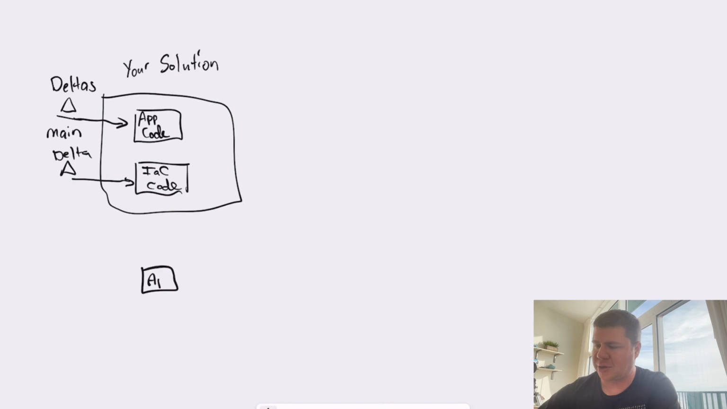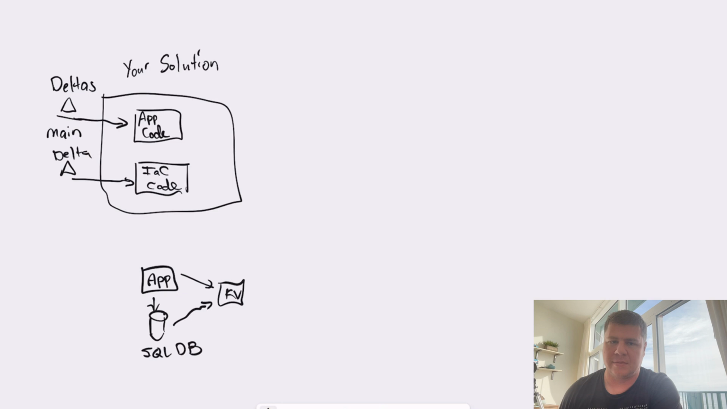Let's say your application starts off as a simple REST API that has a SQL database behind the scenes, and you've got a key vault, you know, where you're storing a secret. Your infrastructure as code is going to store the secret into Key Vault, where your application will go grab that secret and use it in order to talk to the database, right? This is a common pattern.